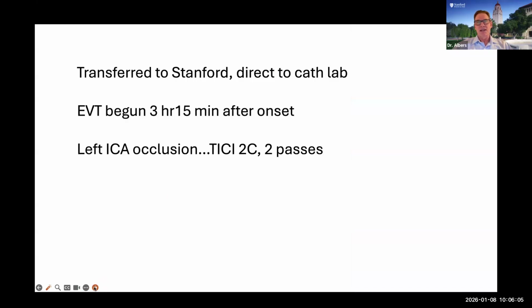But the patient was coming in very early. They were transferred to Stanford and immediately went to the cath lab where TICI-2C was obtained in 2 passes. And all this was done within 3 hours or so of symptom onset.